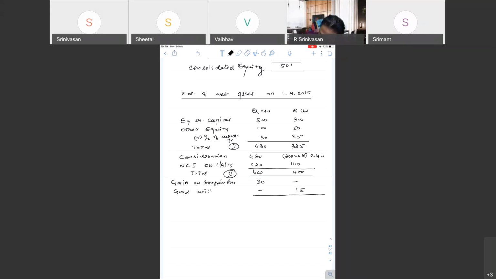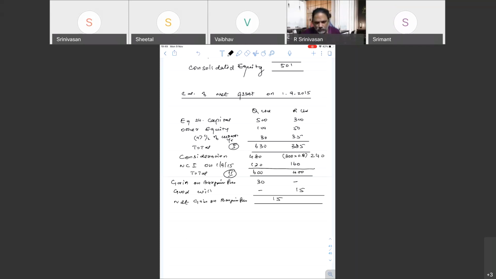I already told you the goodwill and gain on bargain purchase cannot come simultaneously. So then we have to take in such cases the net effect of this. The gain on bargain purchase is more than the goodwill. So net gain on bargain purchase. How much will this be? 15.